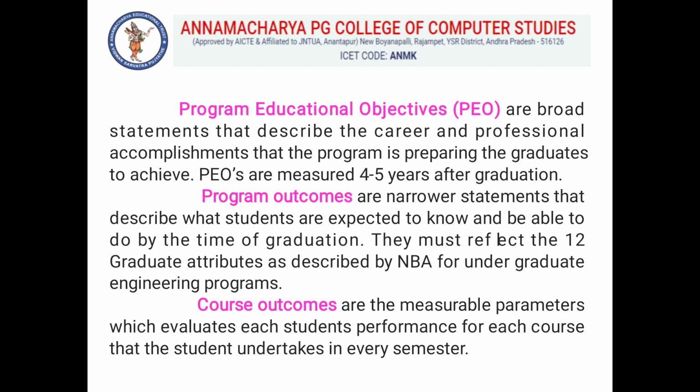PEOs are measured 4 to 5 years after graduation, whereas for a program outcome, we expect that graduates know and are able to do things by the time of graduation, with narrow statements, and they must reflect the 12 graduate attributes as described by the NBA for undergraduate engineering programs. Whereas course outcomes are the measurable parameters which evaluate each student's performance for each course that the student undertakes in every semester.